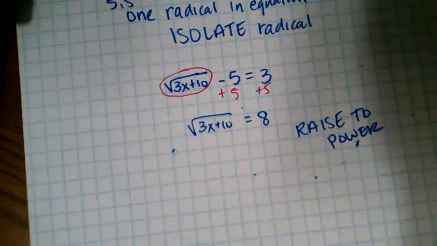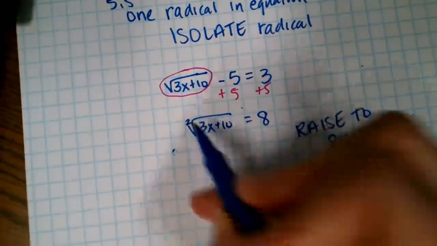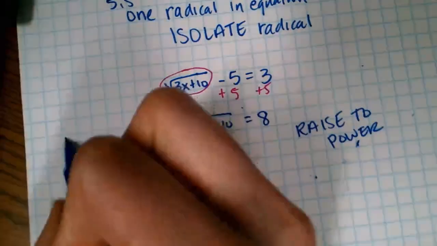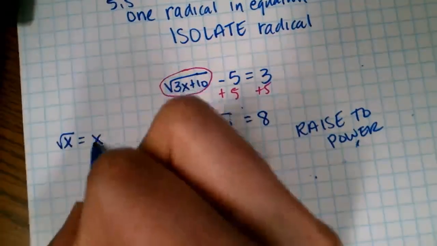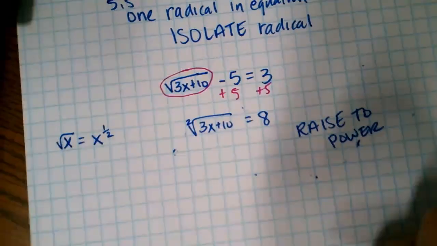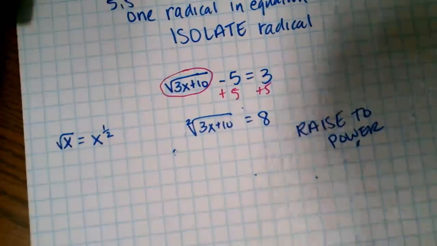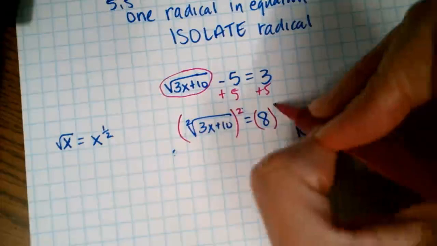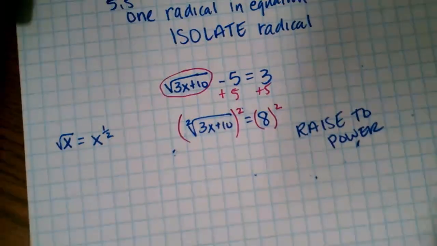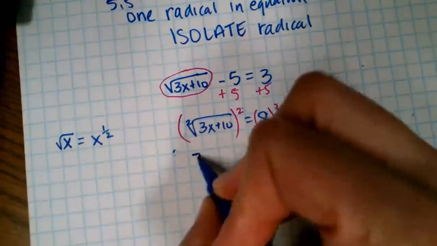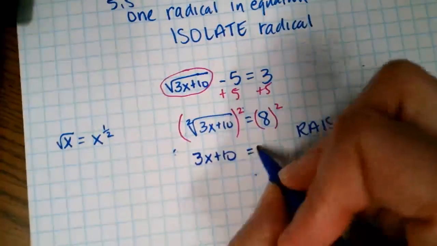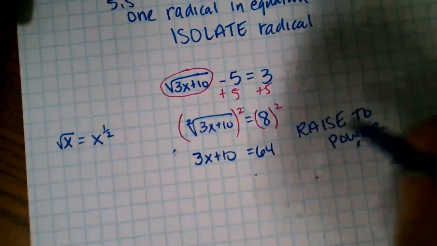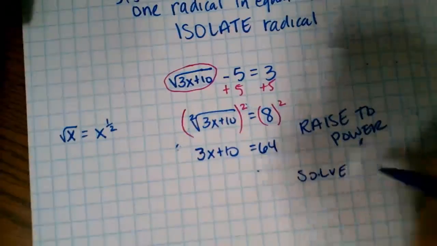When I raise it to a power, I'm raising it to the reciprocal. This square root means the same thing as x to the 1/2. So if I want the 1/2 to cancel, I raise it to the second. All of this gets raised to the second, and anything you do on one side, you have to do on the other side. So this becomes 3x plus 10 is equal to 64, and then you just solve like your normal equation.